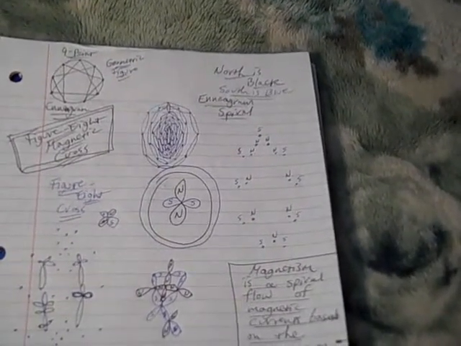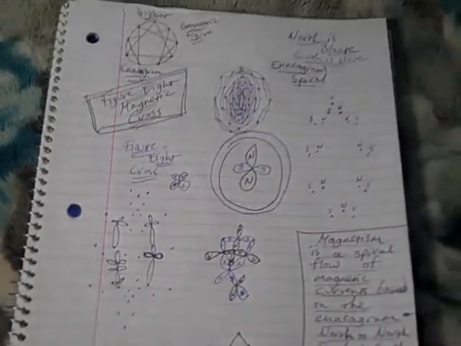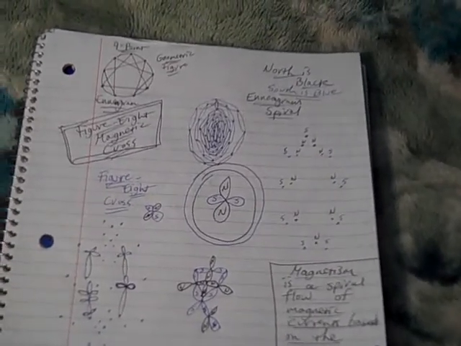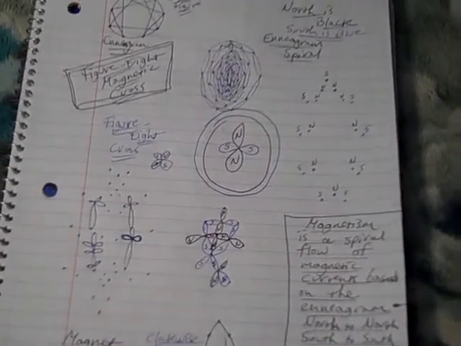And what I come to see is that the figure eight cross pattern is actually a magnetic pattern. It's a description of magnetism. And so when you look at a figure eight cross, it's actually the pattern of magnetism.